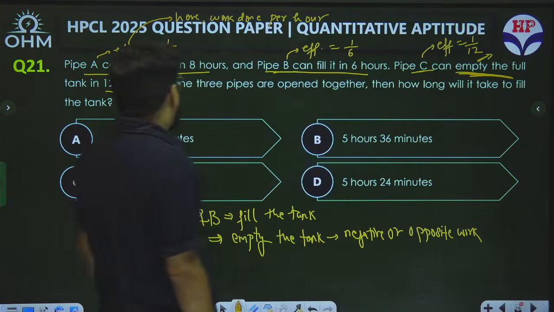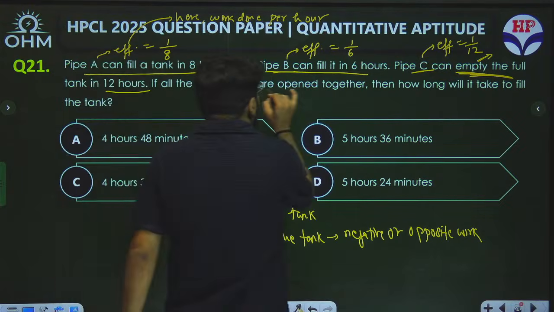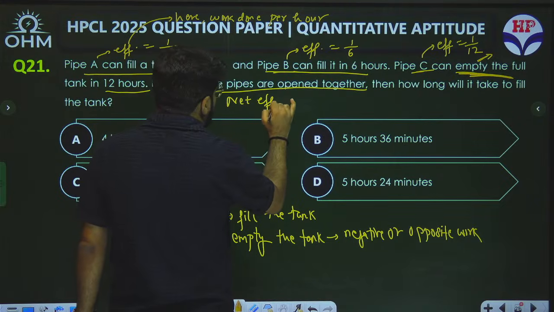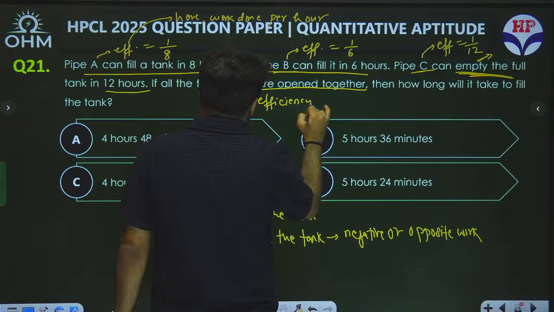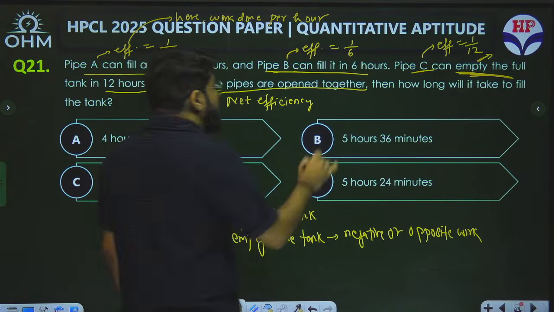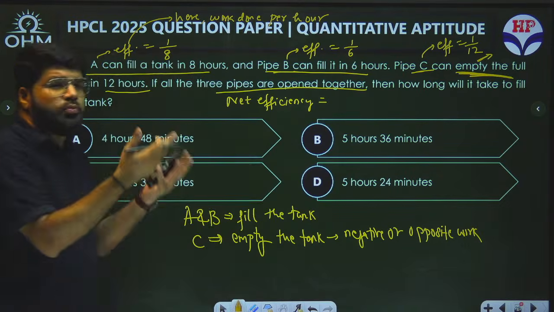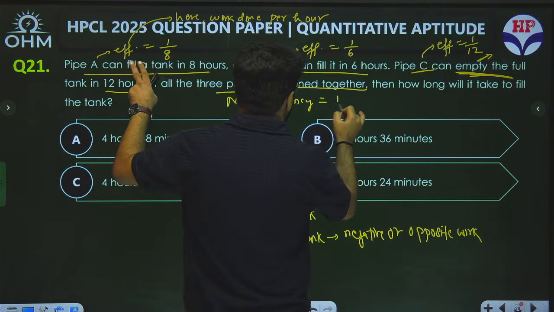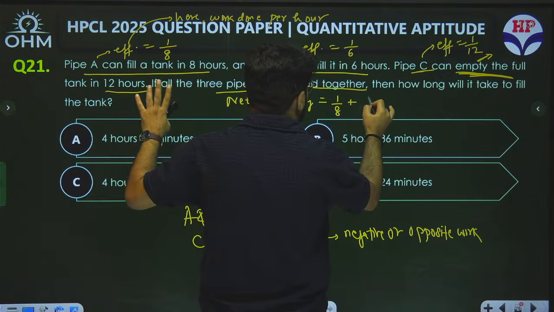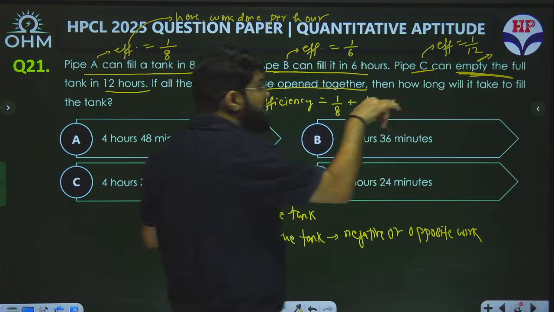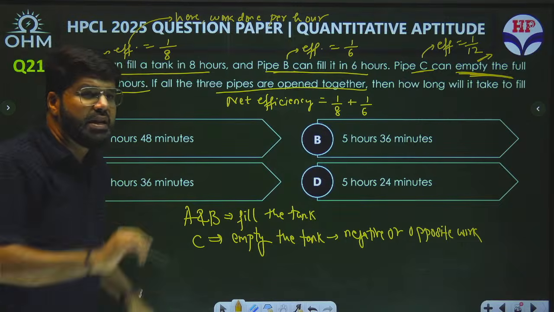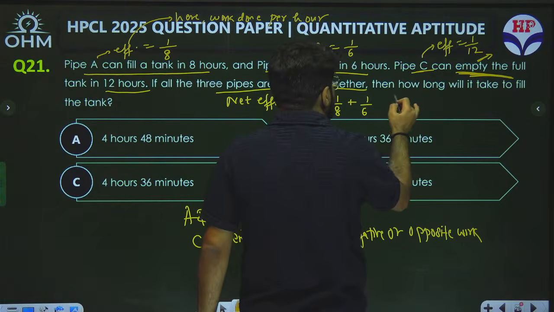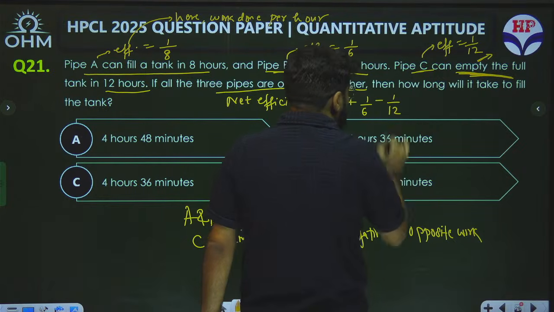Now if all 3 pipes are open together, what is the net efficiency? What is efficiency here? Repeat, work done per hour. That means, how much is the tank filled in 1 hour? Because of A, the tank will be filled by 1/8. Because of B, the tank will be filled by 1/6. But because of C, the tank will empty. In every 1 hour, how much will it empty? 1 by 12. Because it is opposite, you have to subtract.